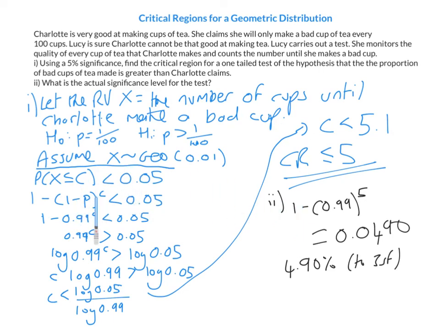This is really a very standard technique to learn. Part 2, you want to find the actual significance level. What's the probability of making a bad cup before the 6th cup? So that there is a bad cup in the first 5. It's 4.9%, which is quite small. And therefore, if there was a bad cup in the first 5, that would be sufficient evidence. Hope that's clear. Thank you very much.